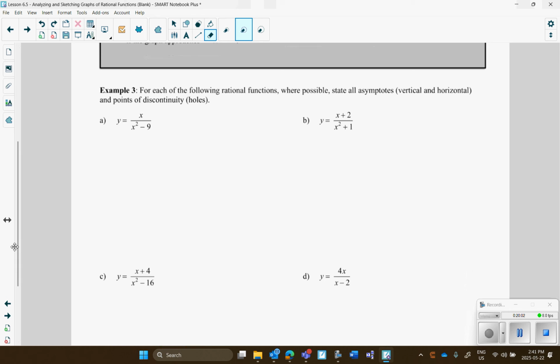So what we want to do is state all the asymptotes and any holes if there are any. Okay? Well, first of all, we should factor if we can. And I can factor the bottom to what? Plus 3x minus 3.